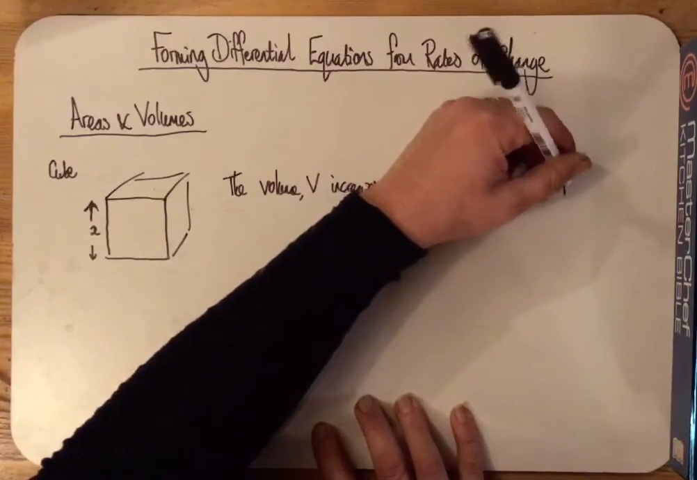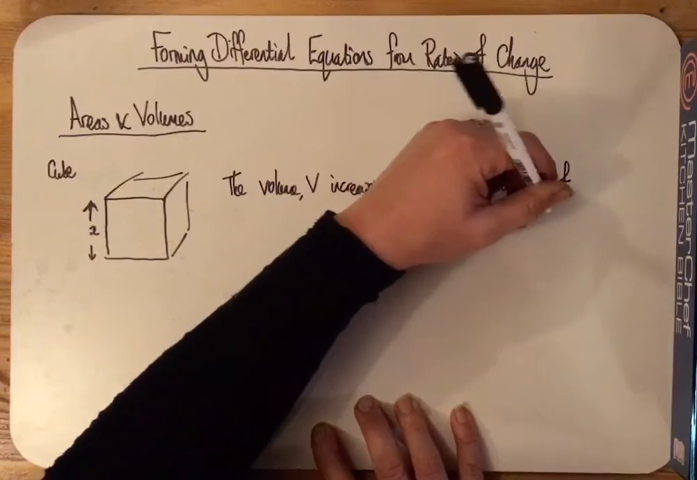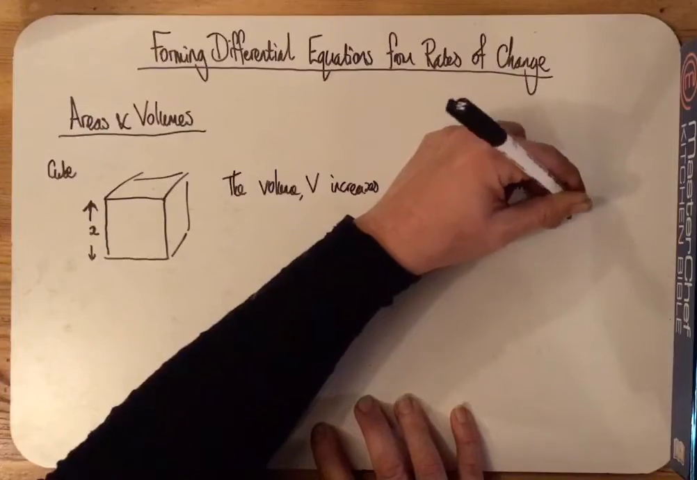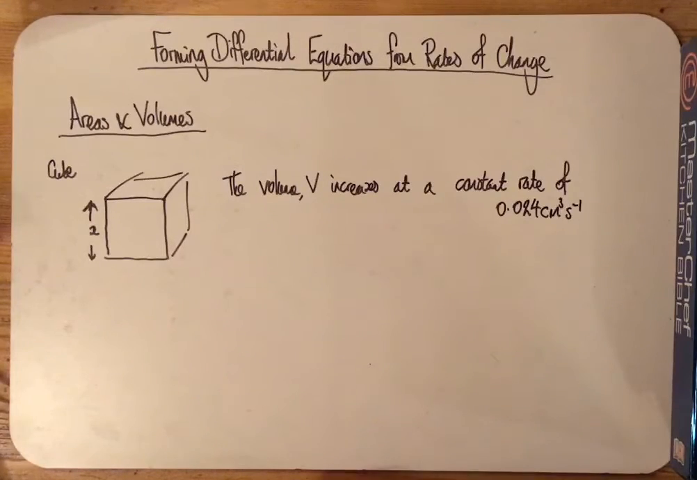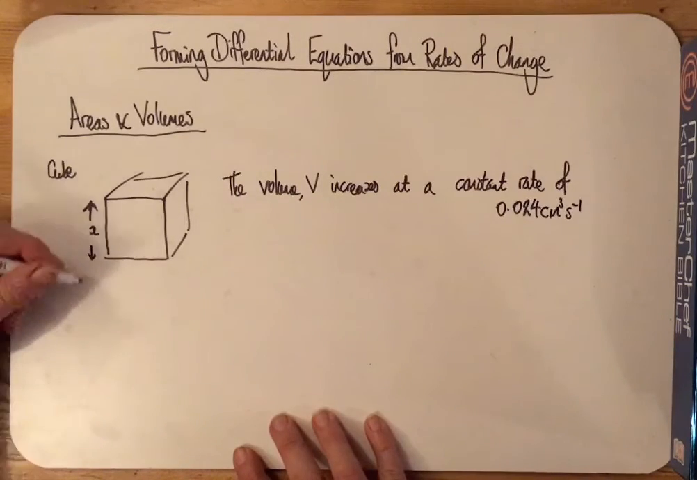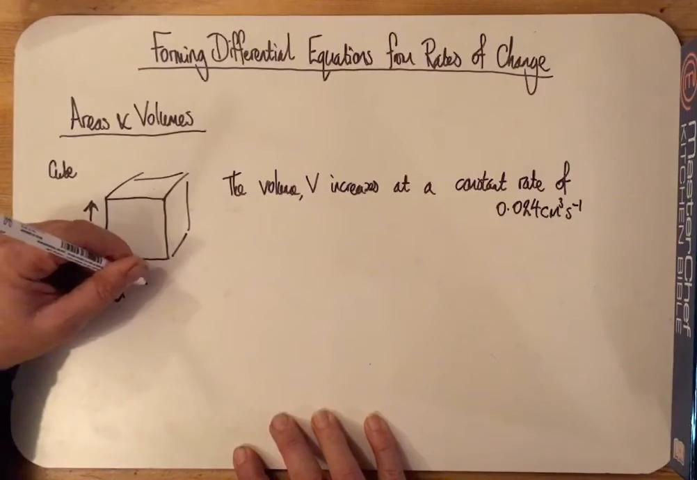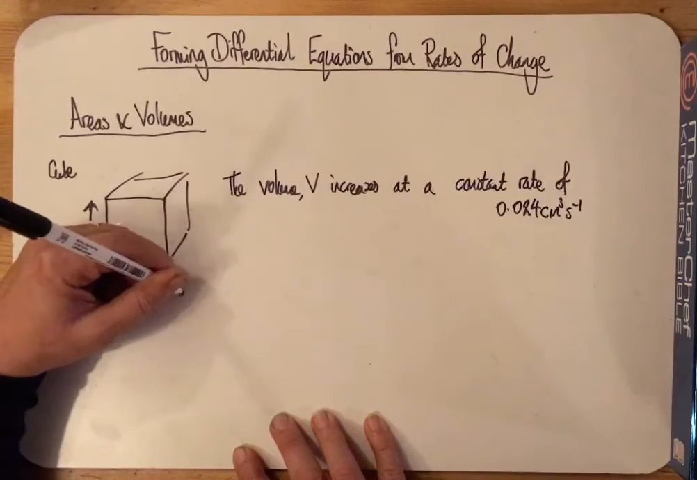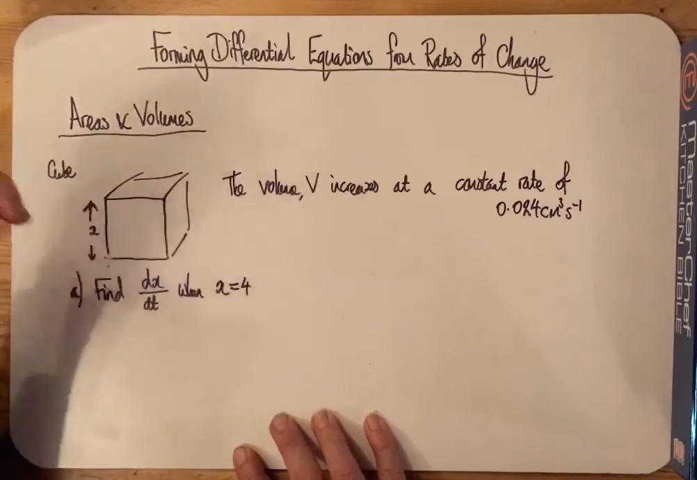Don't overly worry about units. You need to make sure they match in places, possibly, but it's centimetres cubed per second. That's the rate the volume is increasing at. And we want to find dx/dt when x equals 4.